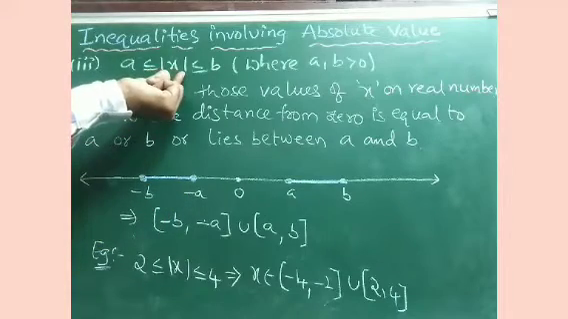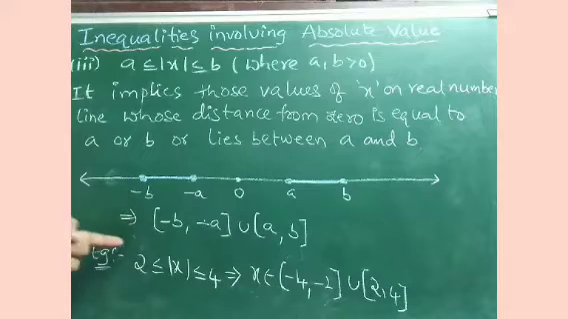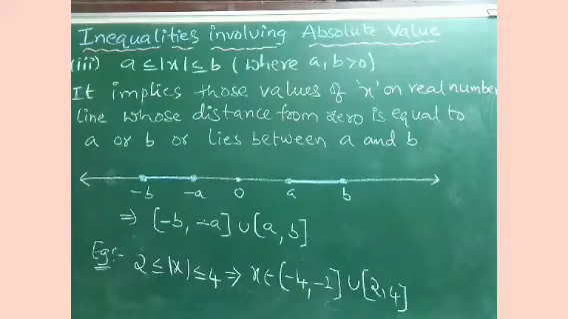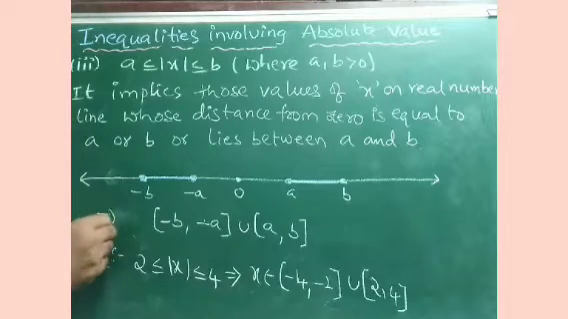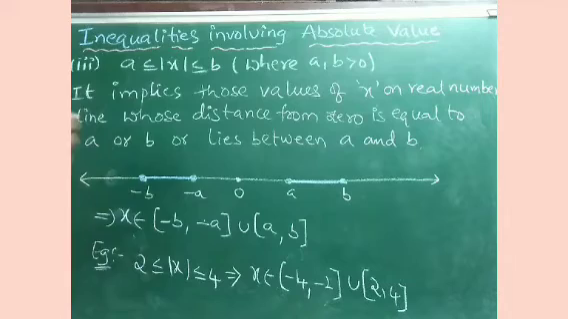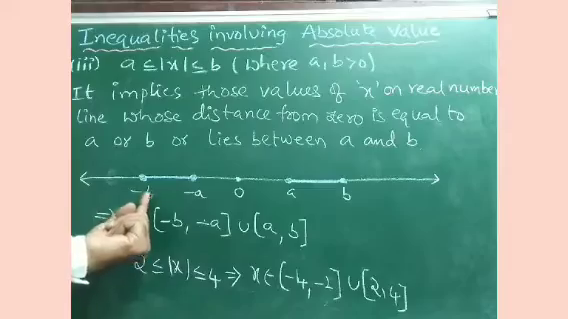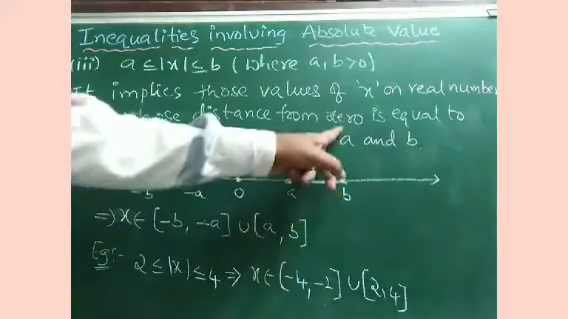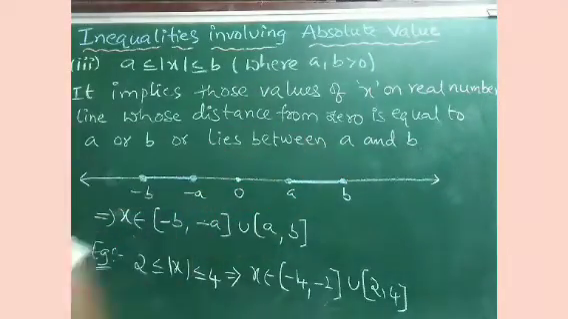When modulus of x lies between a and b including them, it is nothing but closed interval minus b comma minus a union closed interval a comma b. This is what I can say x belongs to. So x belongs to in between this interval including minus a and minus b, and in between this interval including a comma b. That is what equals a or b or lies between a and b.